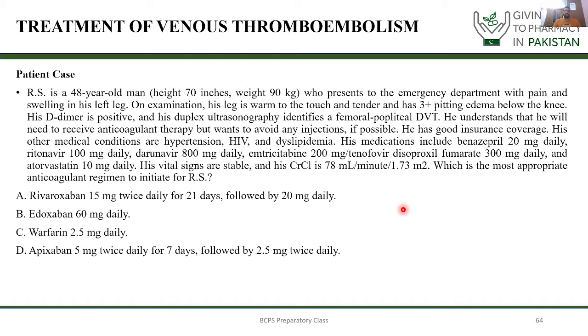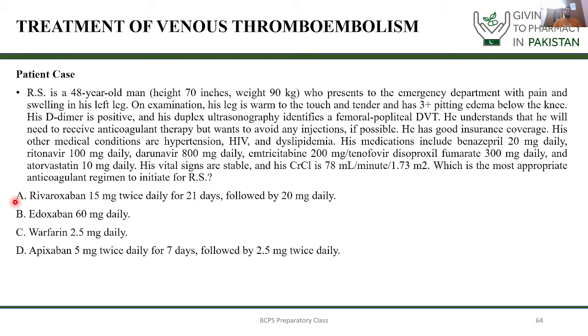His duplex ultrasonography identified a femoral popliteal DVT. He understands that he will need to receive anticoagulant therapy but wants to avoid any injection if possible. He has good insurance coverage. His other medical conditions are hypertension, HIV, dyslipidemia. His medications include benazepril, ritonavir, darunavir, emtricitabine, tenofovir, atorvastatin. His vital signs are stable. Creatinine clearance is given. So we have to check which is the most appropriate anticoagulant regimen to initiate for RS.